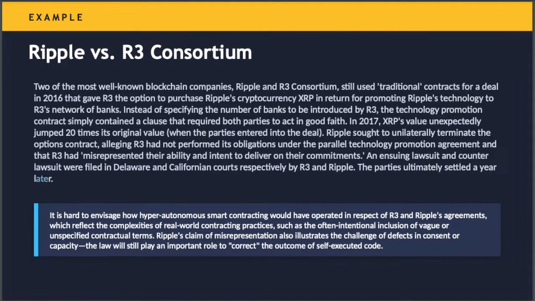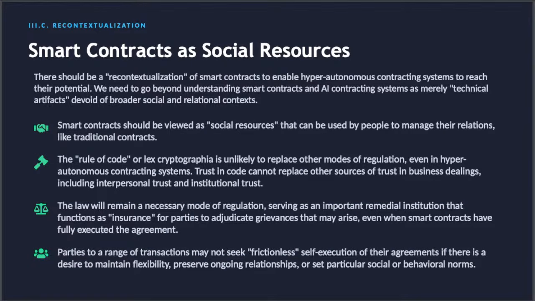It's hard to envisage how hyper-autonomous smart contracting would have operated in respect of the R3 and Ripple agreements, which reflect the complexity of real-world contracting practices. Like good faith. How do you quantify good faith? Such as the often intentional inclusion of vague, unspecified contractual terms. Ripple's claim of misrepresentation also illustrates a challenge of defects in consent or capacity. The law will still play an important role to correct the outcome of self-executed code. And ironically, that wasn't a smart contract that they had that dispute with.